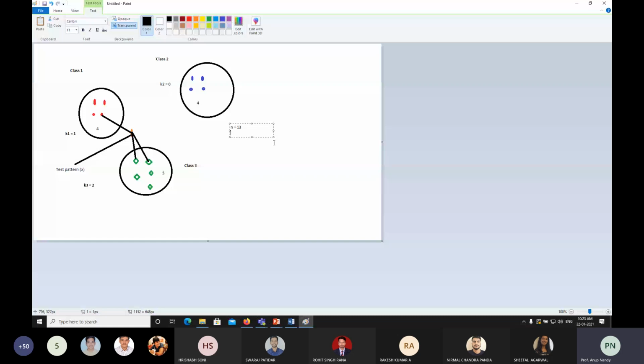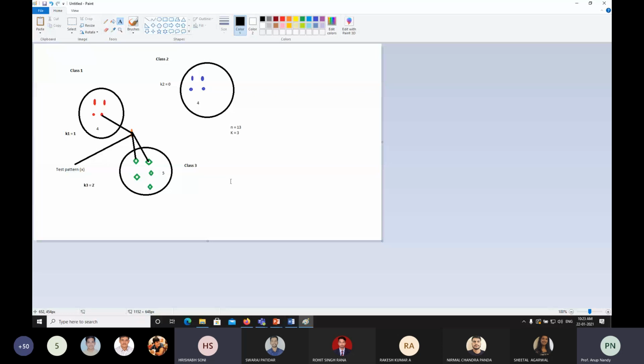Okay, and I'm choosing my k equal to 3. K is given to you. It means you are going to apply 3 NN. So k is equal to 3. Now what will be the first step? You have to compute the Euclidean distance from the test pattern X to all the training patterns. So now how many distances are you going to have? 13 in total, and we have to choose only 3.